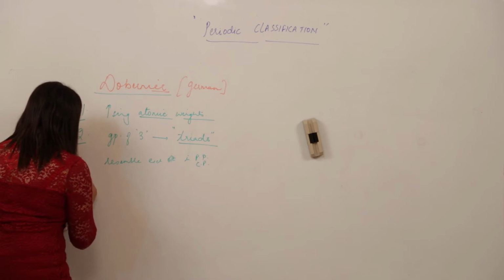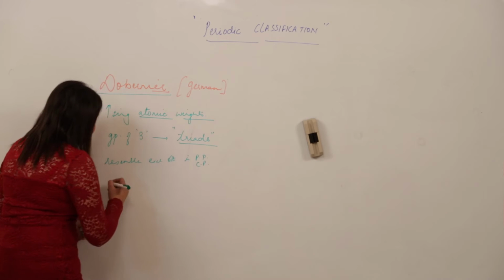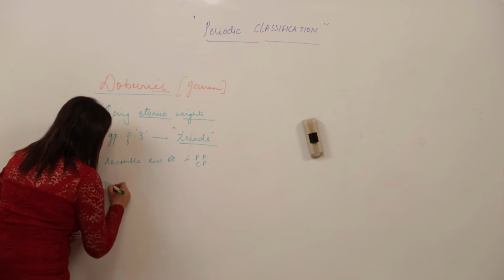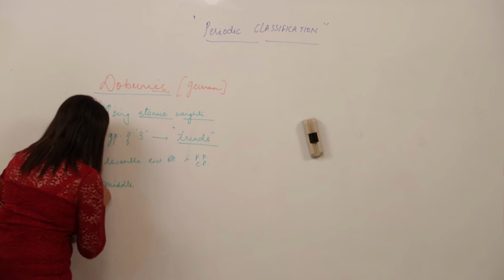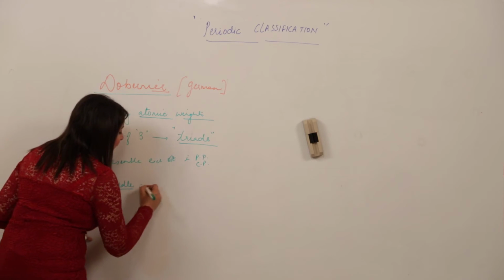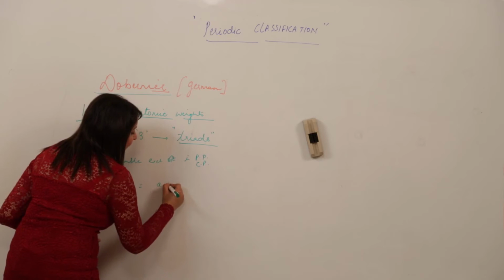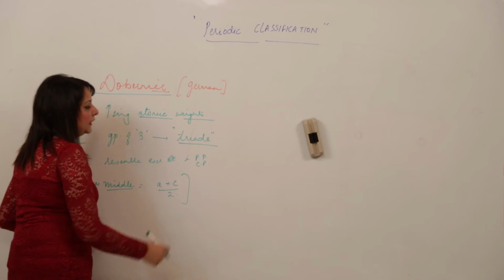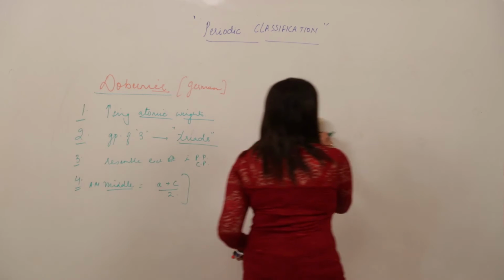And fourth, the criterion he kept in mind was that the atomic mass of the middle element was the arithmetic mean of the atomic masses of the first and the third element. This will be clear when I take an example. So just look at the triads.